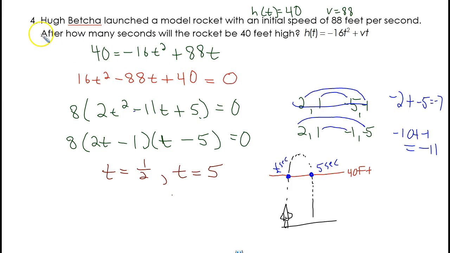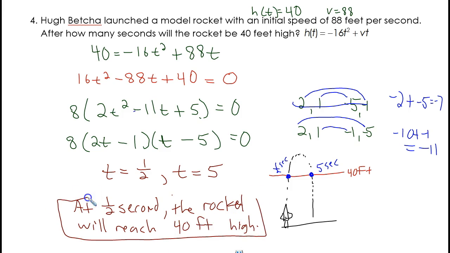Okay. Well, this question is saying after how many seconds will the rocket be 40 feet high? We can either say it's going to take a half second for it to get there, or we can be kind of a smarty pants and say it's going to get there after a half second, and then again it's going to be at 40 feet after 5 seconds. So I'm just going to say at 1/2 second, the rocket will reach 40 feet high. And I'll just be confident in my knowledge that it will be 40 feet high again on its way back down towards the Earth.